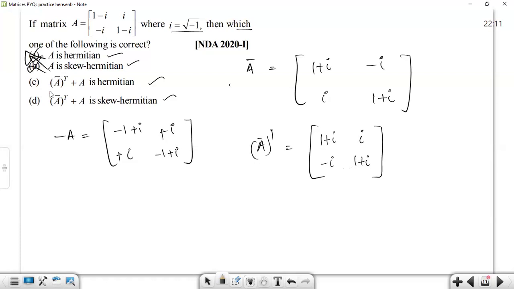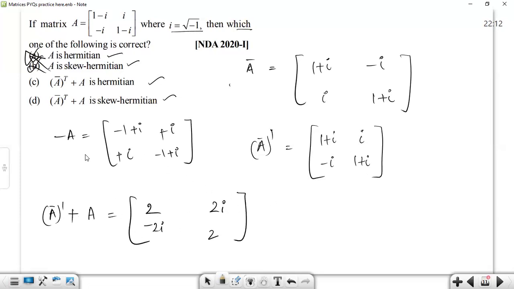So we have to discuss the other options. We have already found A's conjugate transpose, which is here. First, let's add it to A. So A's conjugate transpose plus A. Now 1 minus iota plus 1 plus iota: plus iota minus iota cancels, 1 plus 1 becomes 2. Iota plus iota becomes 2 iota. Minus iota minus iota is minus 2 iota. 1 plus 1 is 2. Minus iota plus iota is 0.